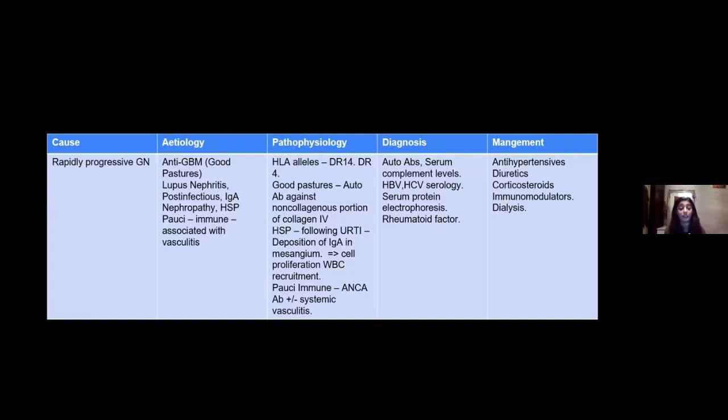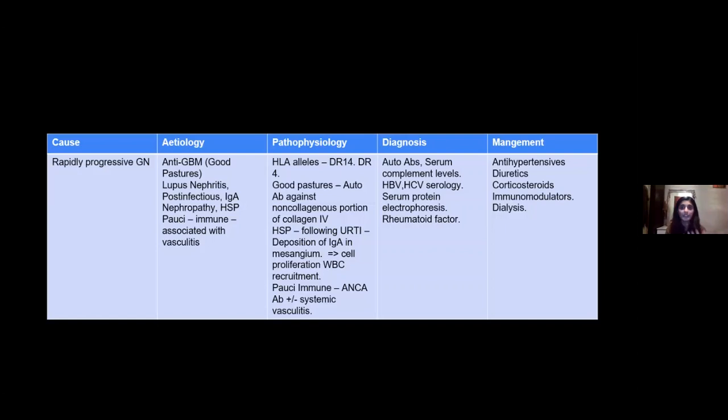Henoch-Schönlein purpura, HSP, usually occurs after an upper respiratory tract infection. So we have IgA antibodies that go into the mesangium. It leads to cellular proliferation and white blood cell recruitment. And we also have ANCA antibodies, which are associated with autoimmune dysfunction and systemic vasculitis.